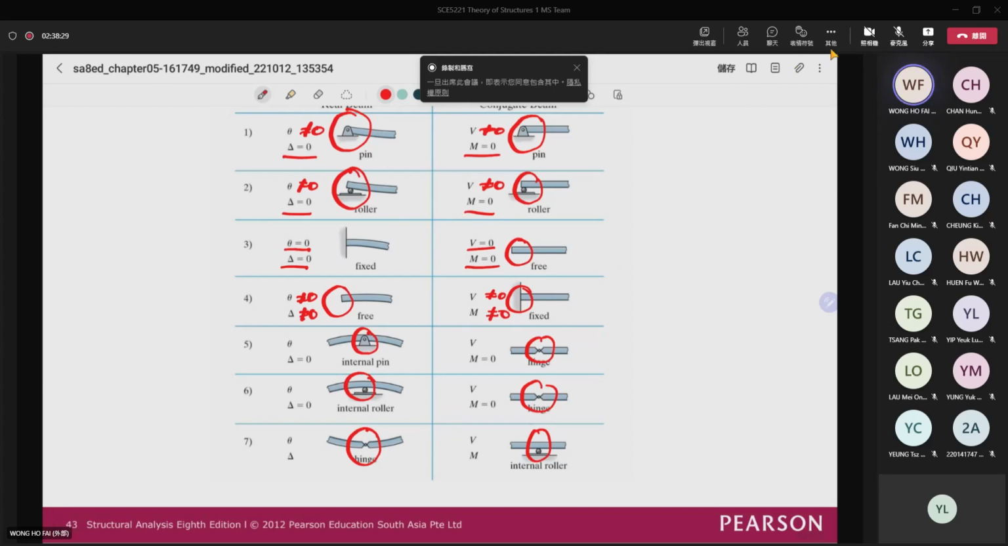So to find the conjugate beam, first of all, you need to change the support accordingly. Pin to pin, roller to roller. But if you have fixed support, you change to free ends. If you have free ends, then you will change to fixed support. If you have internal pin, you will change to hinge. If you have hinge, you will change to internal support, and so on. Is it okay for you? So you will need to convert the support condition first.